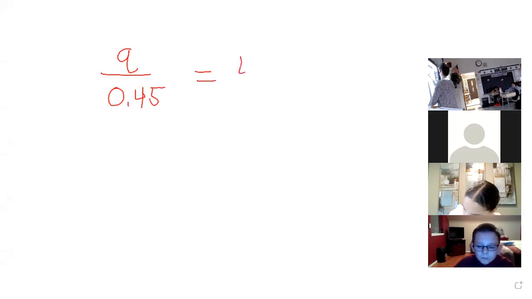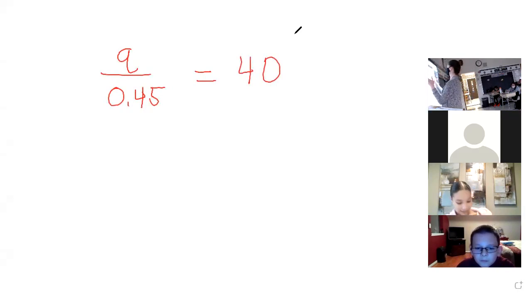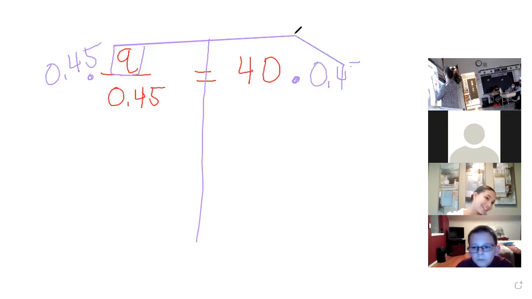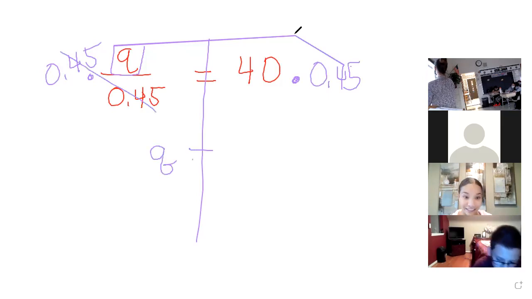I just wanted to check that you were setting it up properly before you go and do a whole bunch of calculations, right? So if you're setting it up properly, you identified your variable, you made your balance bar, you said this is division, so how do I get rid of division? I multiply. So I'm going to multiply both sides by 0.45. And that will leave me with the value of Q, which I think you can compute pretty easily.